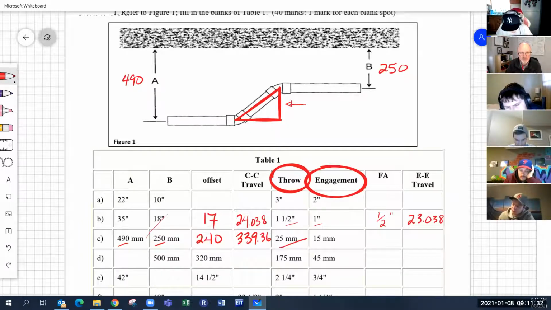My throw is 25, my engagement is 15, so my fitting allowance is 10 millimeters. I take 2 of them off of there. So that means 319.36 is my end-to-end travel.